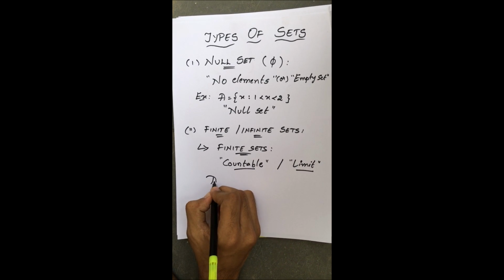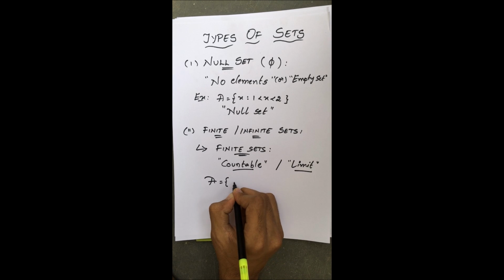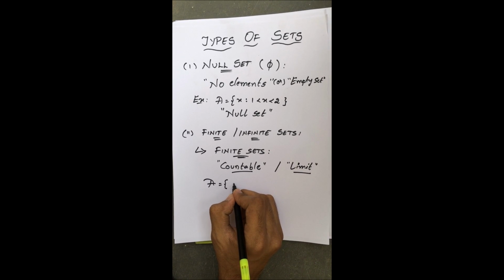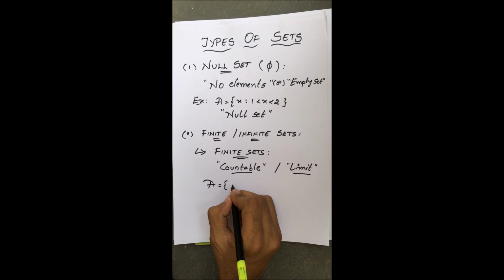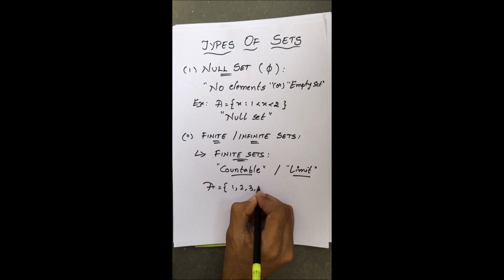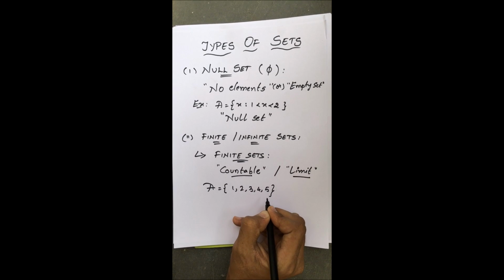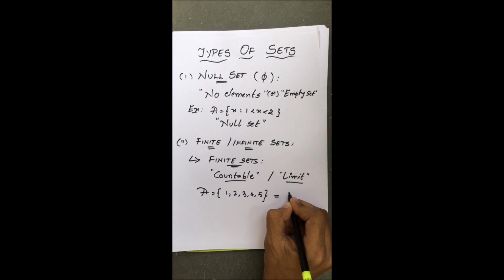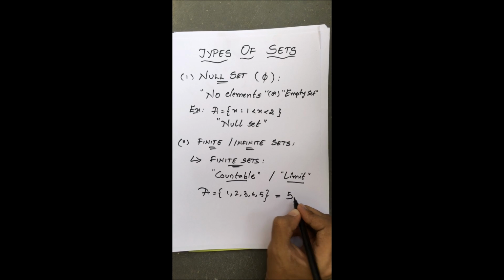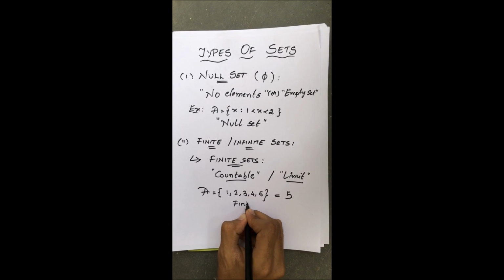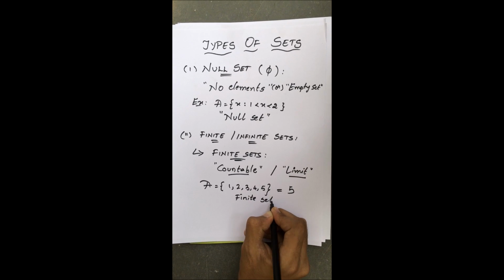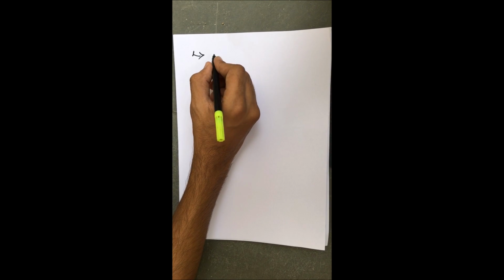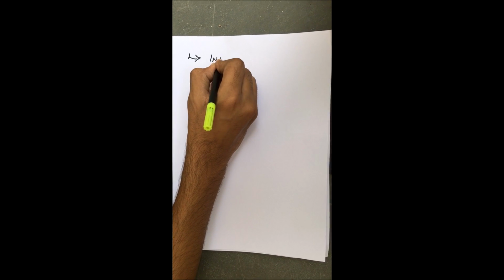I'll take a set A as elements of the natural numbers, the first 5 natural numbers: 1, 2, 3, 4, 5. Such a set is a countable set. We can count the number of elements in this. We can say that the number of elements in this set is 5. So this is a finite set. We'll move on to the next set, that is infinite set.